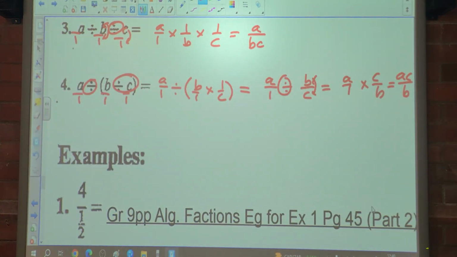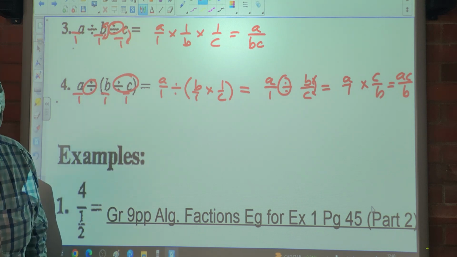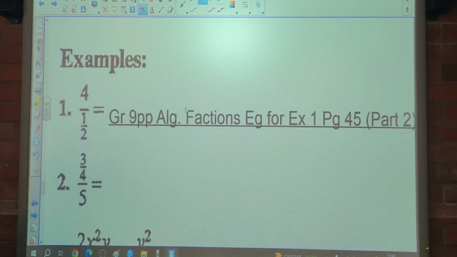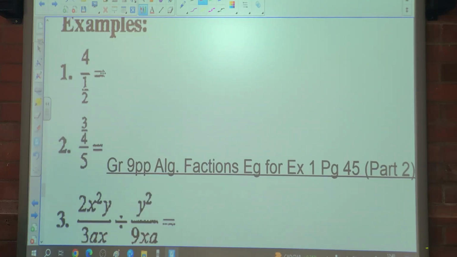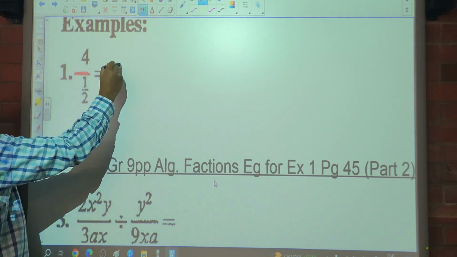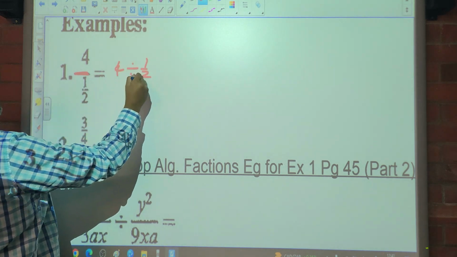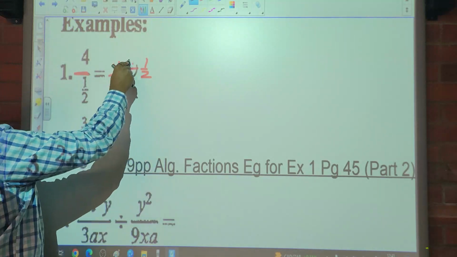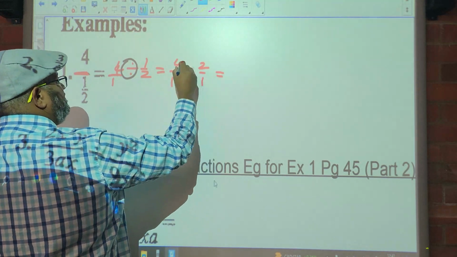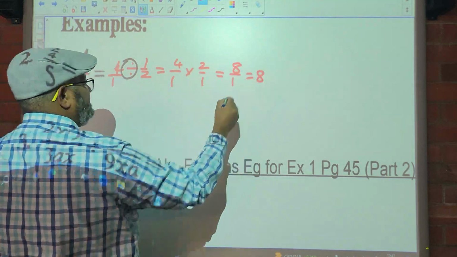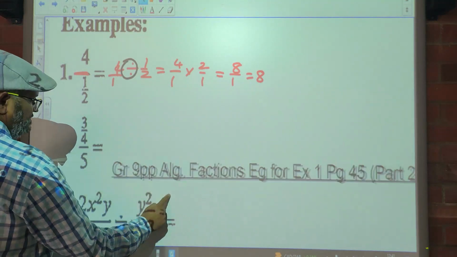Okay. So looking at a couple of examples pertaining to these rules quickly. This is what we call a fraction over a fraction, or a number over a fraction. It's also complex fractions. This means dividing. So it's 4 divided by a half, which is naturally over 1. You change that to multiplication. So it's 4 over 1 multiplied by 2 over 1. 4 times 2 is 8 over 1, which is 8. Okay, number 2.